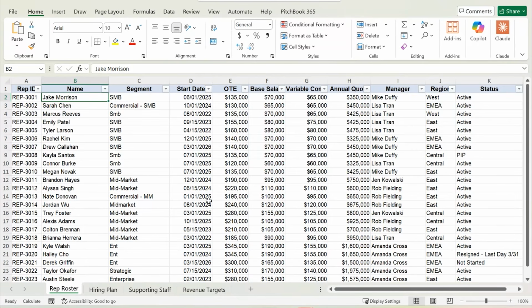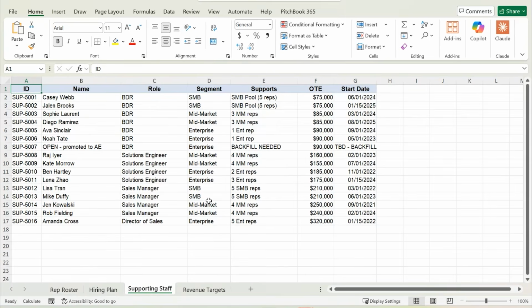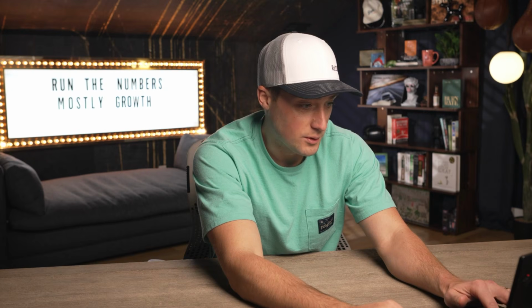All right, so this is the file we're dealing with here. It looks like I've got 4 tabs. So the first one is the rep roster. The next one is the hiring plan. The next one is the support staff. And the final one is the revenue targets for the model. So let's go through one by one and see what we're dealing with.